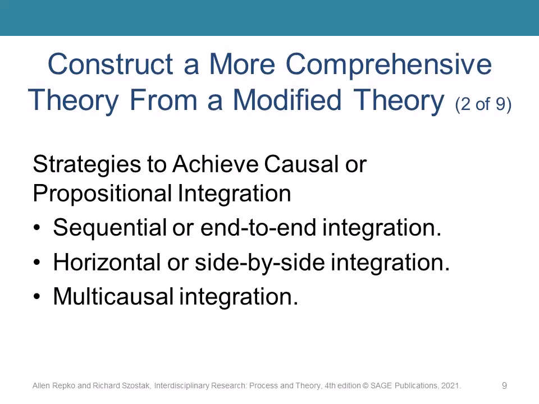Second, horizontal or side-by-side integration. One way of doing this is to integrate complementary explanations of different aspects of a complex problem. As you can imagine, this requires organization, so we can identify the relationships among the different causal explanations, or at least some of their variables. And third, multi-causal integration integrates all relevant causal factors addressed by the set of theories. Now we'll look at examples of each of these types of integration.